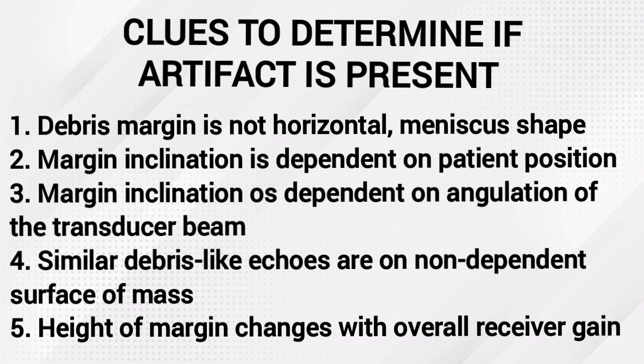Number two, the margin inclination is independent of the patient position. Number three, margin inclination is dependent on angulation of the transducer beam. Number four, similar debris-like echoes on non-dependent surface of the mass. Number five, height of the margin changes with overall receiver gain.